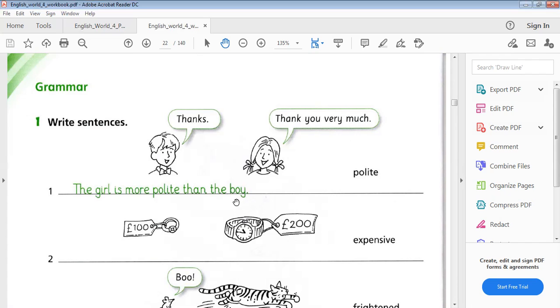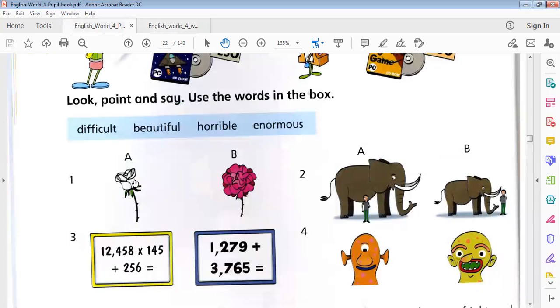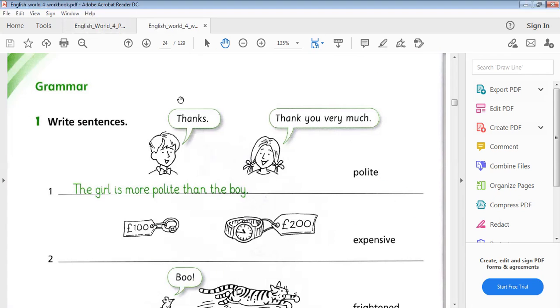Be careful. You don't usually say it like this flower is beautiful, but this flower is more beautiful. This is just for learning. Most of the time you have to say it like that: the girl is more polite than the boy.